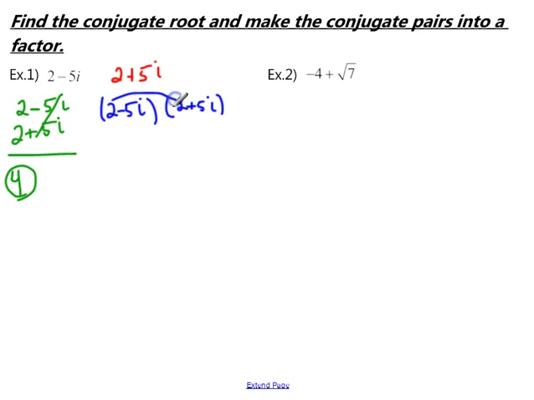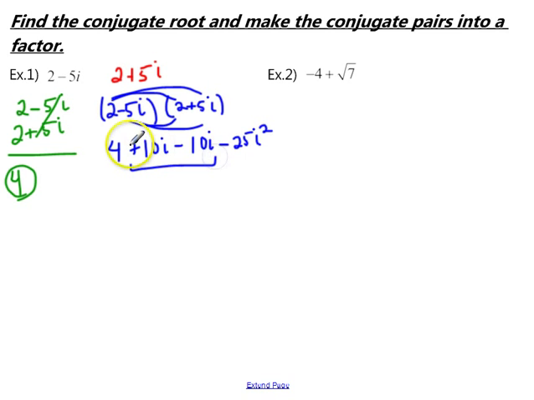So when we FOIL this, we get 2 times 2 is 4. We get a positive 10i, a negative 10i, and then a negative 25i squared. So make sure you're multiplying carefully as you FOIL. Then this middle term is going to cancel out, positive 10i minus 10i. So we're left with 4.